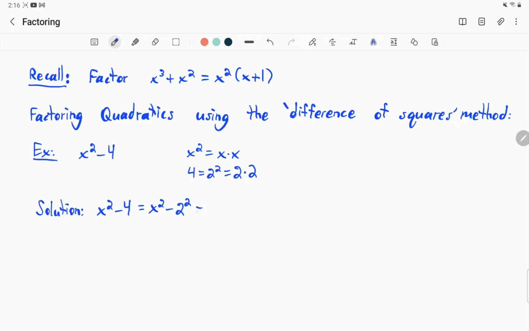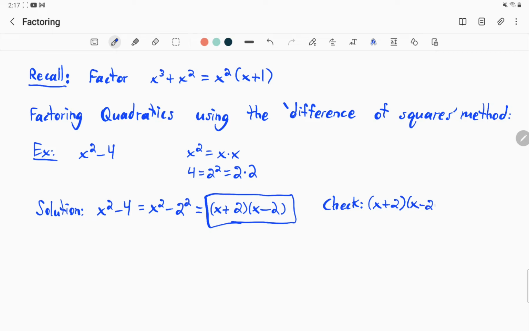We can see it. The method here is to make 2 sets of brackets. It's x squared minus 2 squared, so put an x at the start of each bracket, put a 2 at the end of each bracket, put a plus in the middle of the first bracket, and a minus in the middle of the second bracket. Now we factored our difference of squares, and you can check this. Always check your work in math if you have the opportunity.